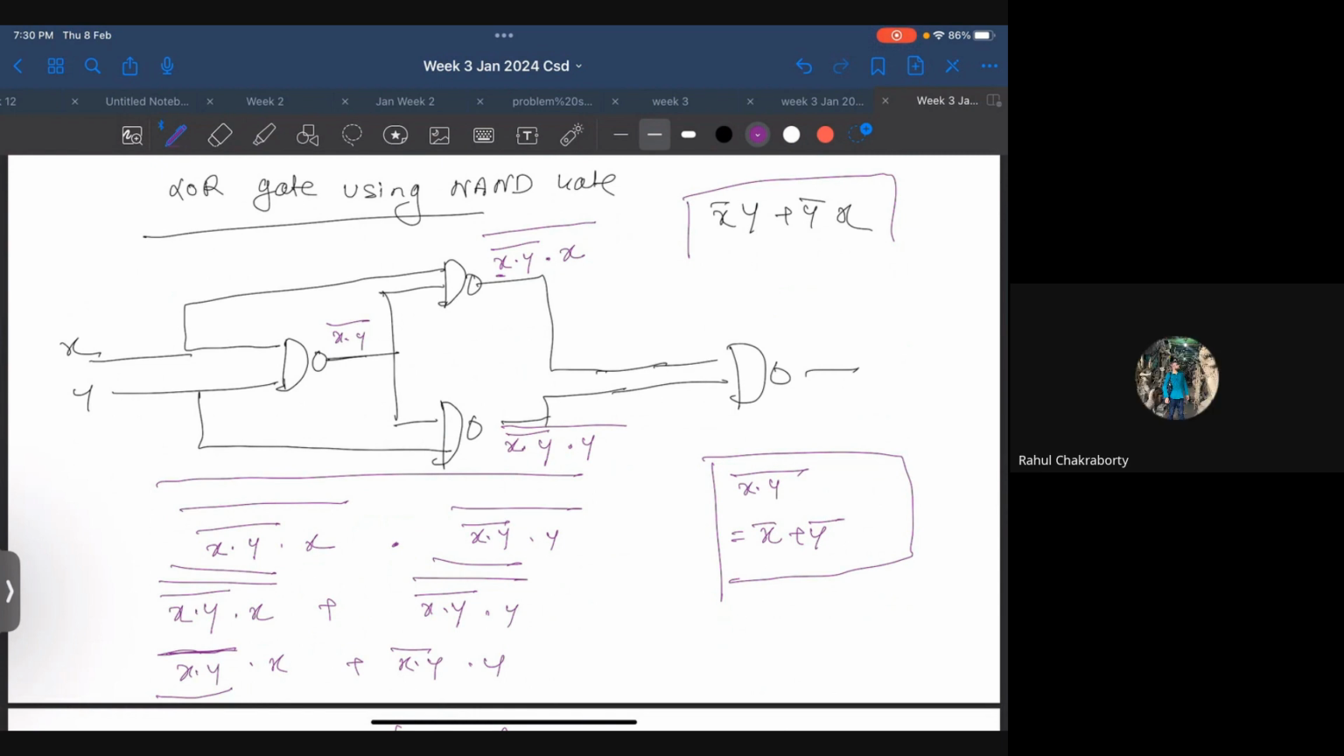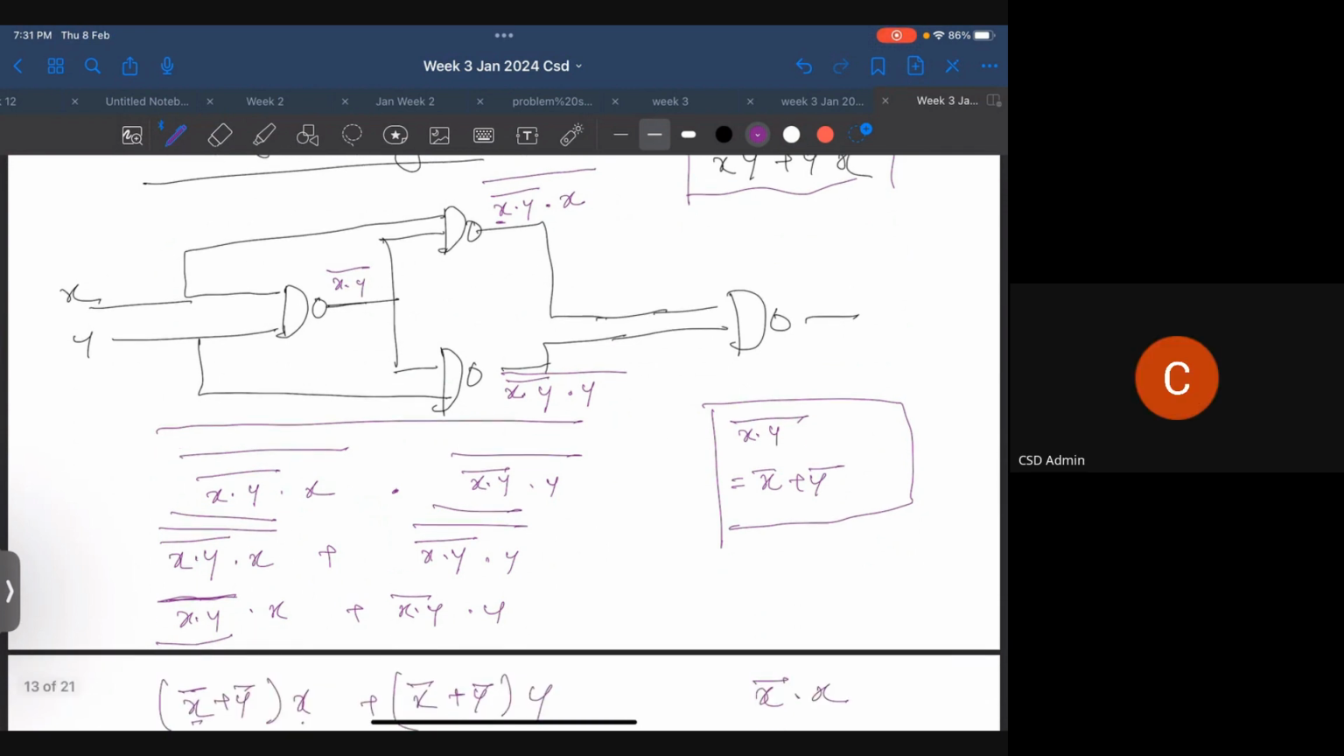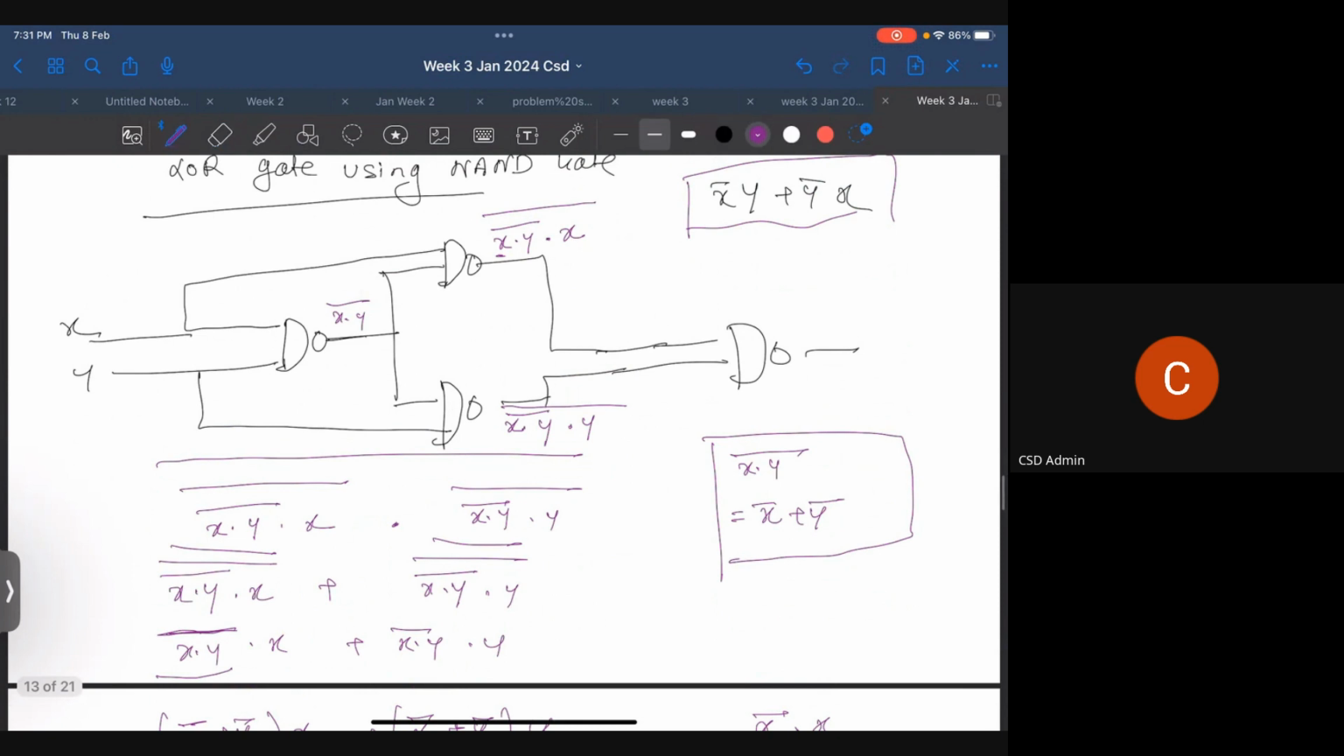Yes, sir. Now, we're making one NAND for not of x, one NAND for not of y. And we have this XOR gate, which is x bar y plus y bar x, correct? So how do we go about designing the diagram? You have to design x bar y and y bar x.